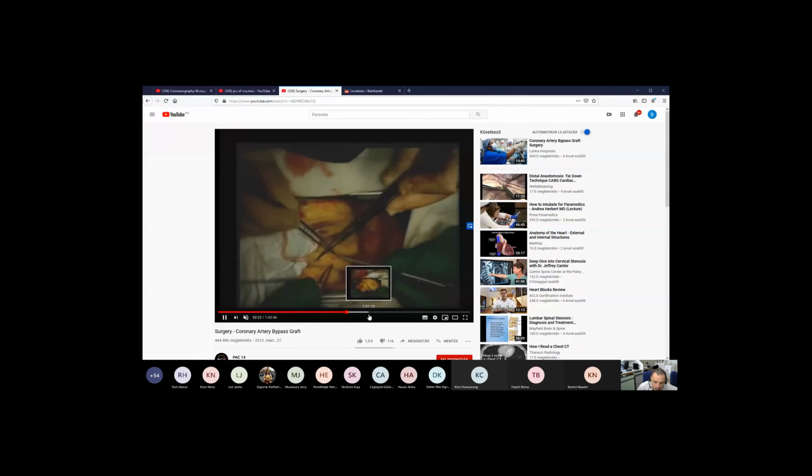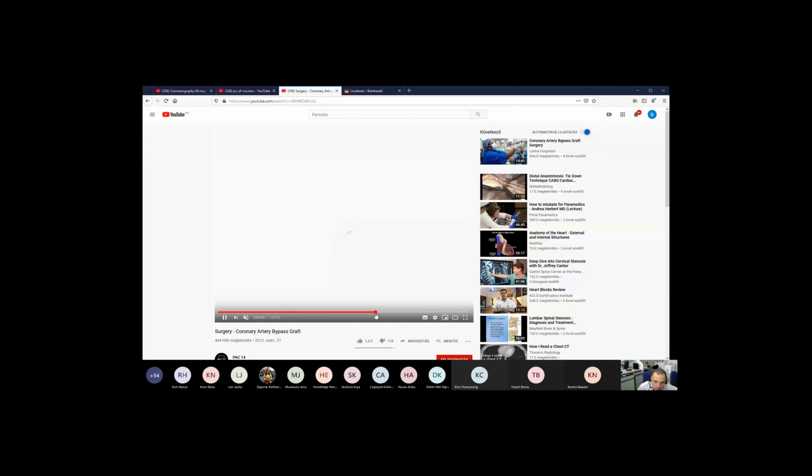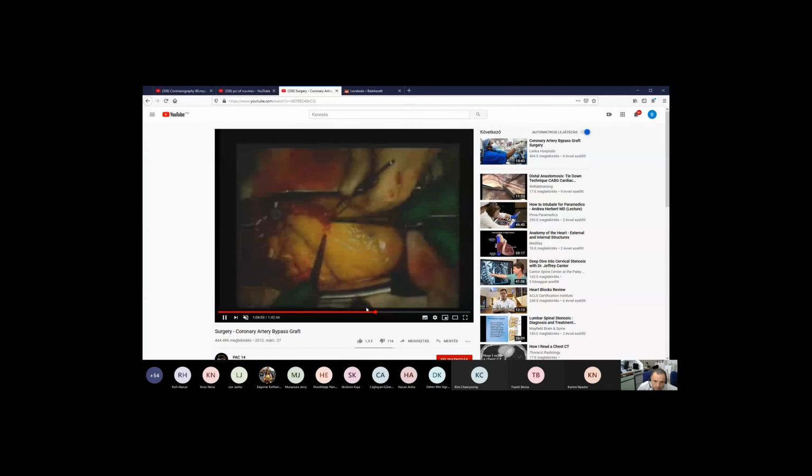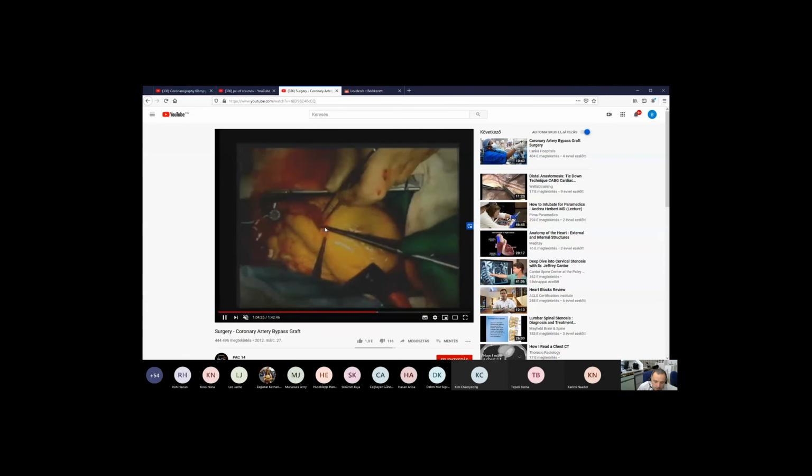Okay, and then later on, here you can see at this time. I hope it will work. Yeah, now you can see that this a little bit bloody and fatty structure here is the artery. This is removed from the chest wall. This is the internal thoracic artery, and they are making here the suture with the anterior interventricular branch to bridge it, and then to revascularize the heart.